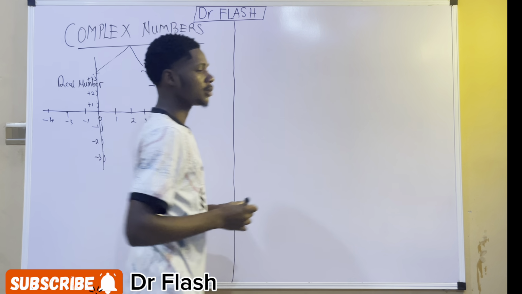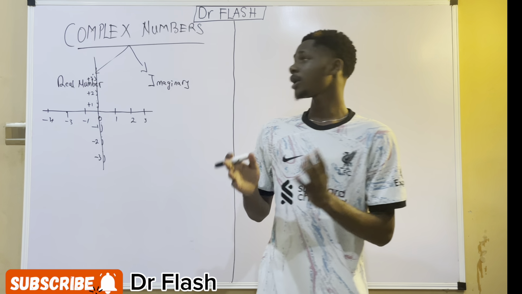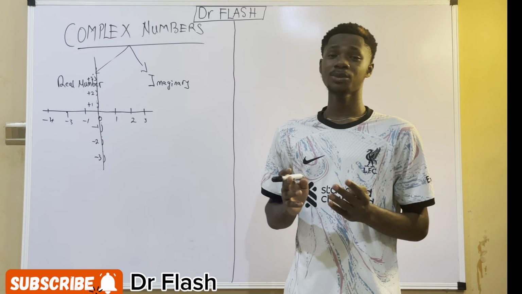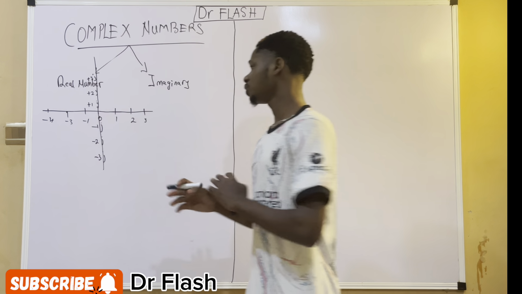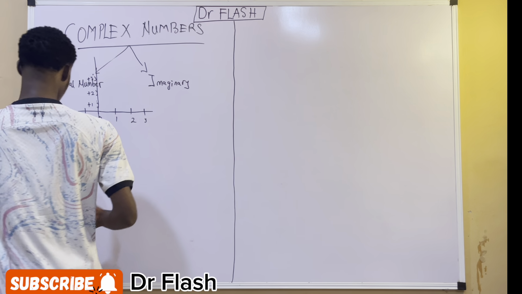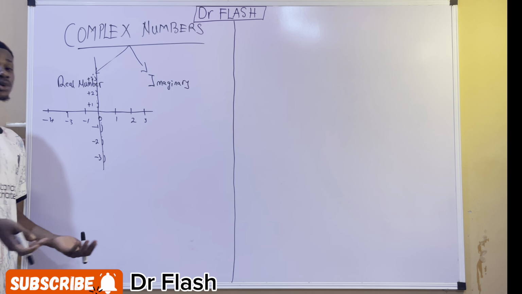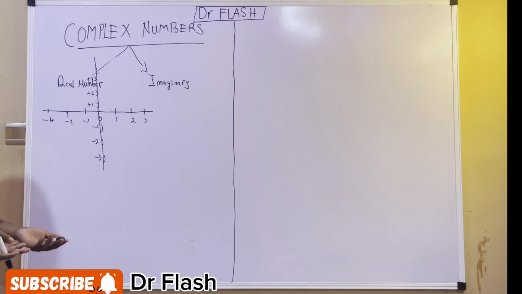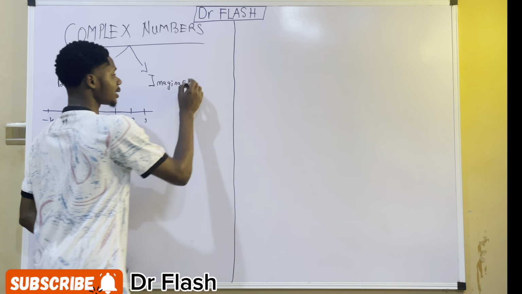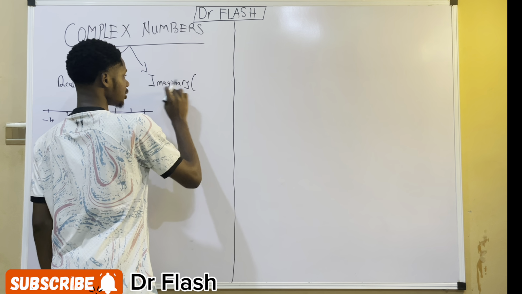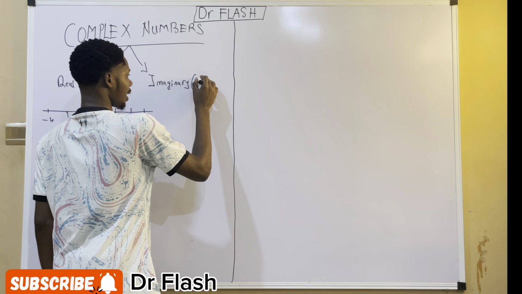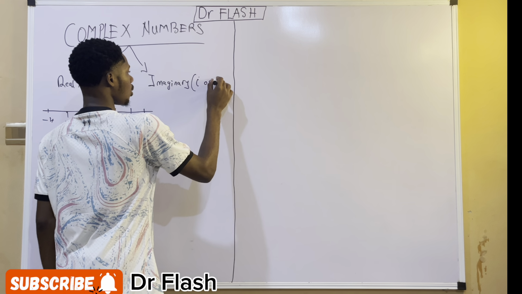Now imaginary numbers are represented using the symbol or the alphabet I or J, depending on which book you're trying to cover it on. But most textbooks you find I, of which J can also be found in some of the textbooks. So I'm going to write in bracket: imaginary numbers are represented using an I or a J.